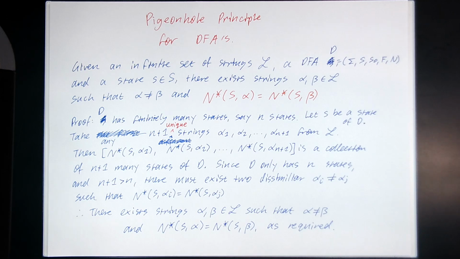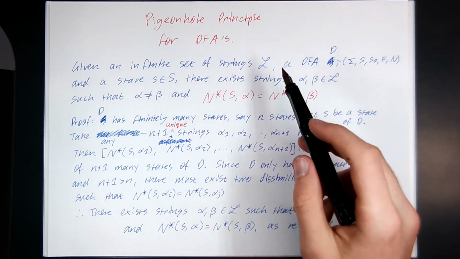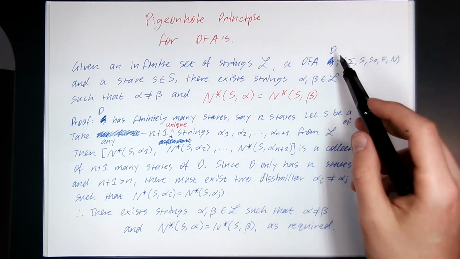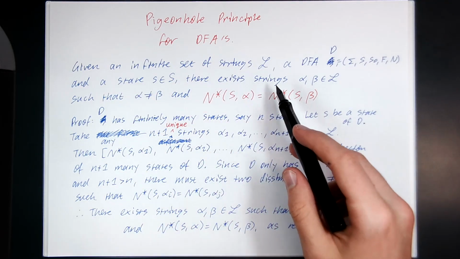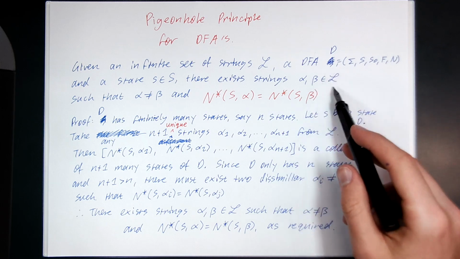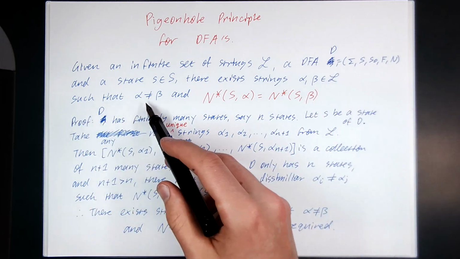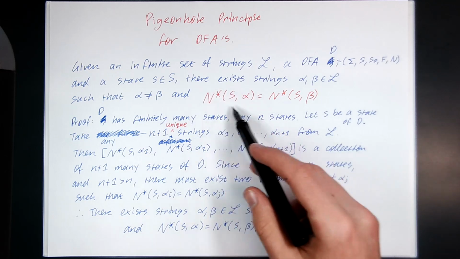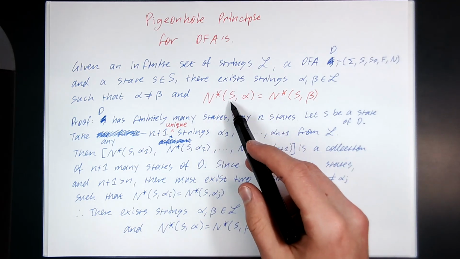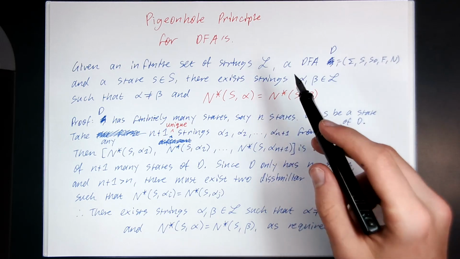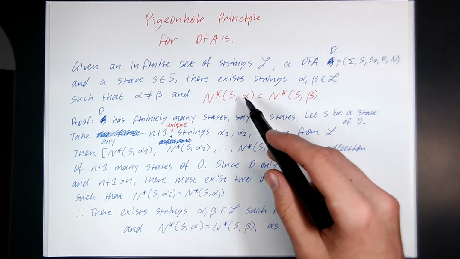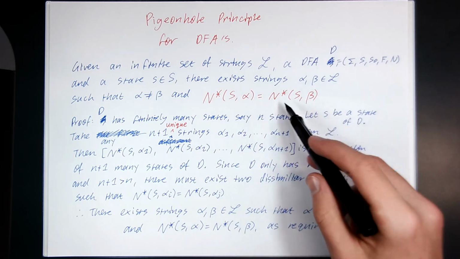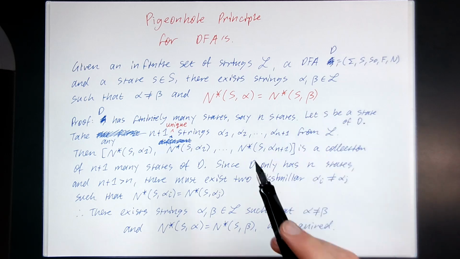Okay, so here's the pigeonhole principle as far as DFAs are concerned. Given an infinite set of strings L, a DFA D, and some state S of D, there exist strings alpha and beta in the collection of strings L, such that alpha and beta are different, and the state you go to from the state S consuming alpha is the same state you go to from consuming beta. So that is to say, from the state S, alpha and beta take you to the same place. Okay? So let's prove this.